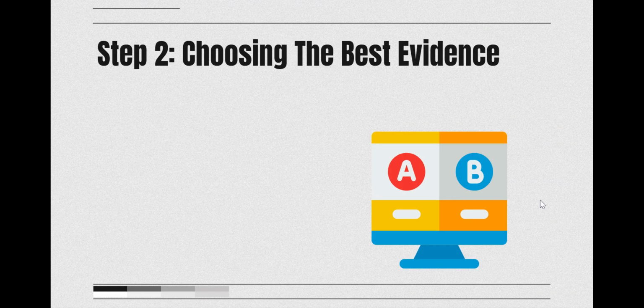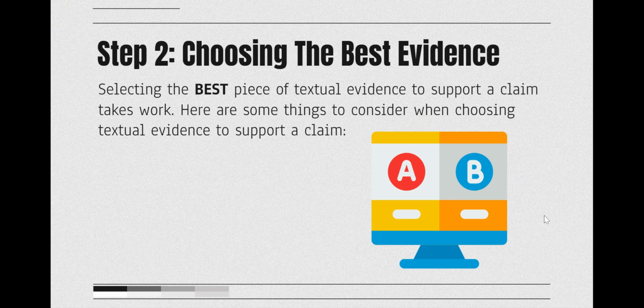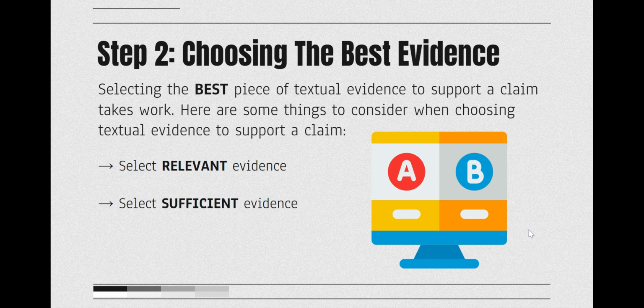Our next step in choosing evidence is choosing the best form of evidence. So when we're thinking about selecting the best piece of textual evidence to support our claim, it's going to take a little bit of work. And here are some things we need to keep in mind when we're choosing the best form of evidence to support our claims. First, we need to choose evidence that is relevant to the argument. We also need to choose evidence that is sufficient enough to support your argument. And last but not least, you really need to make sure that your evidence is credible evidence. We're going to talk about all three of these things in a little bit more detail.